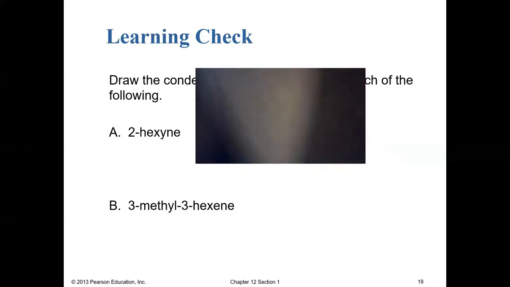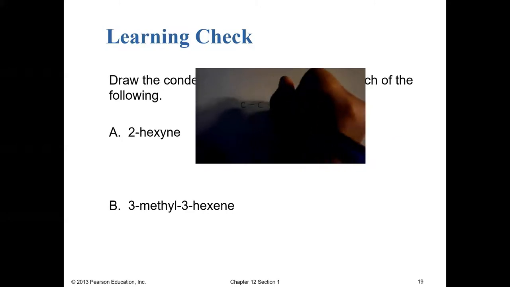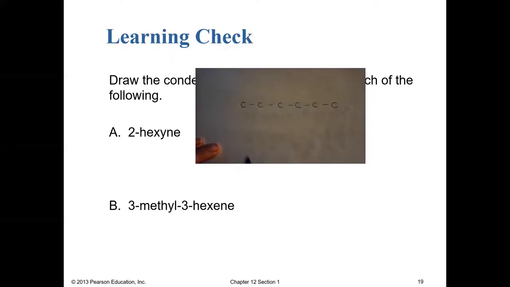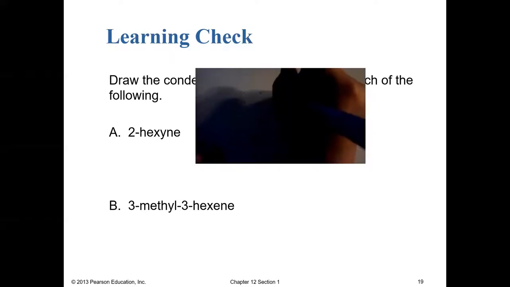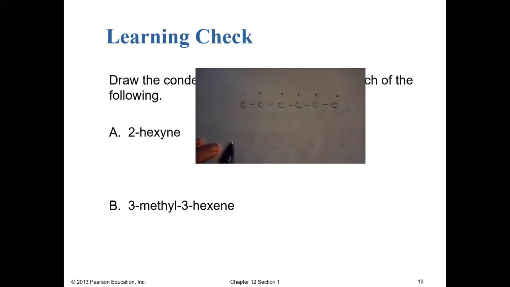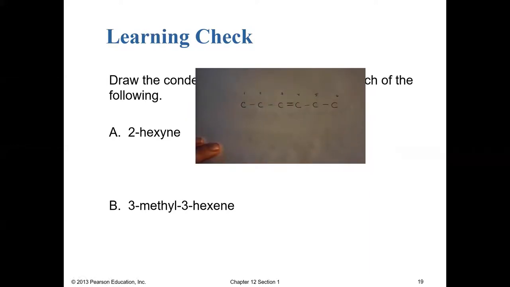When it comes time to drawing a 3-methyl-3-hexene, again, hex means 6, so we put on our 6 carbons, 1, 2, 3, 4, 5, 6. And we can label them. Again, I'm gonna start here, 1, 2, 3, 4, 5, 6, up above. And at position 3, 1, 2, 3, that means there is a double bond because we see the E-N-E, okay? So that means between 3 and 4, I'm gonna put a double bond in. So there goes my double bond.